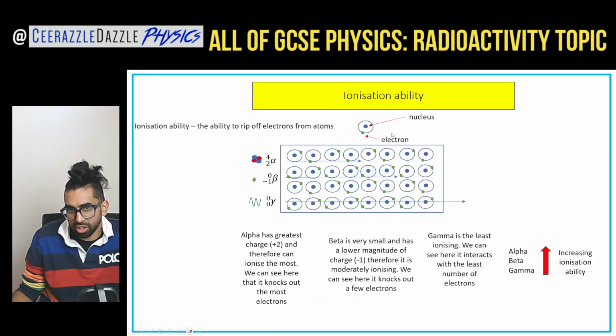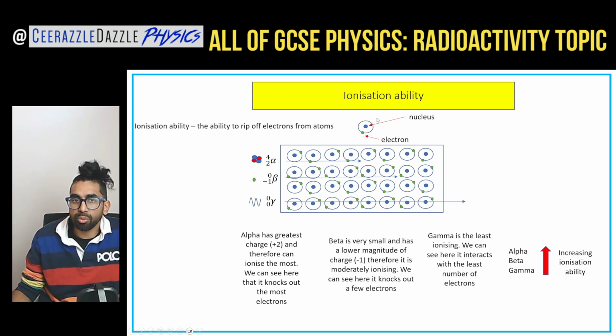Ionization ability, right, so I usually use this to explain ionization ability. We can see that we've got alpha, beta and gamma, and let's say we fire them through a group of atoms over here. First of all, to ionize something is to rip off an electron from an atom. As the alpha particle moves through it, because it has a charge of +2, it can knock out the most electrons. So that's why it's highly ionizing, but it travels the least distance. Beta particle, it's only a charge of -1, so it can knock out a bit fewer than the alpha. And gamma is the least ionizing, so it interacts with the least amount of electrons over here. So alpha is the most ionizing, beta is the moderate one, and gamma is the least ionizing.